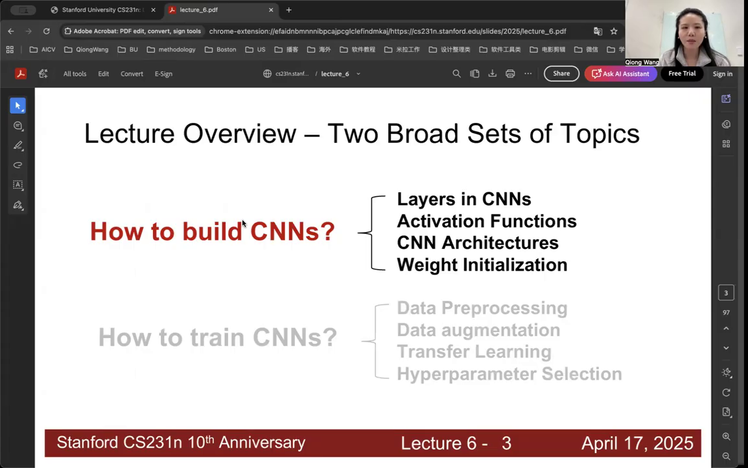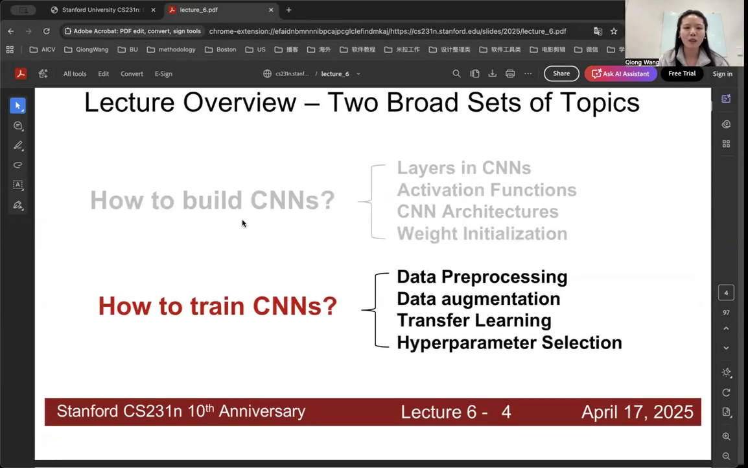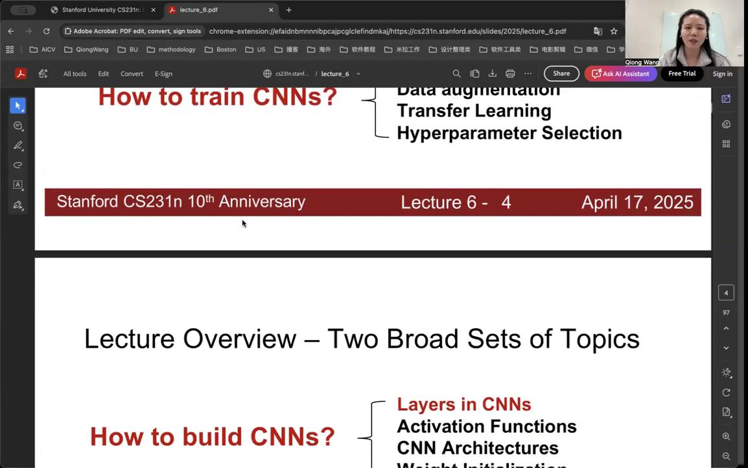In the how-to-build-a-CNN part, there are four points: the layers in the CNN, activation functions, CNN architectures, and weight initialization. And in the part on how to train a CNN, the topics are data preprocessing and data augmentation, transfer learning, and hyperparameter selection.